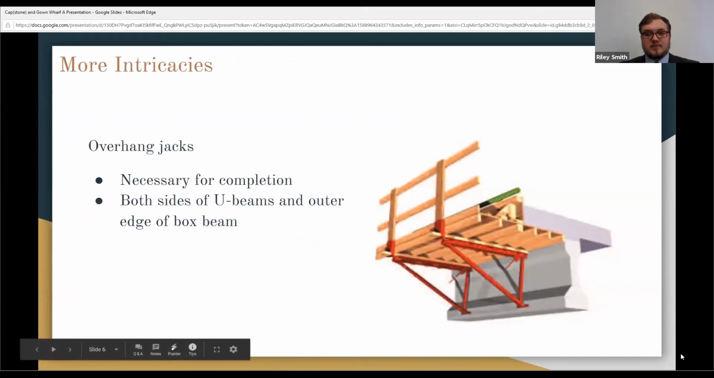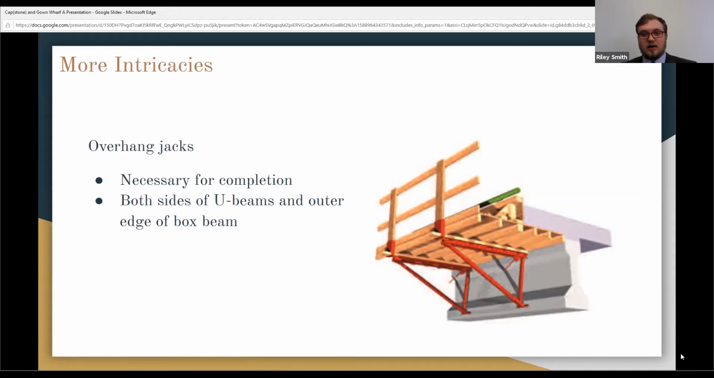Something that's pretty well required, and we hadn't really thought a whole lot about until toward the end, but with the help of Mr. Jeter, we came up with the overhang jacks to help form up the overhanging edges, as well as really have a platform to work on. We've got them set to be set up on both sides of each U-beam, as well as the outer edge on the box beams on the water side.